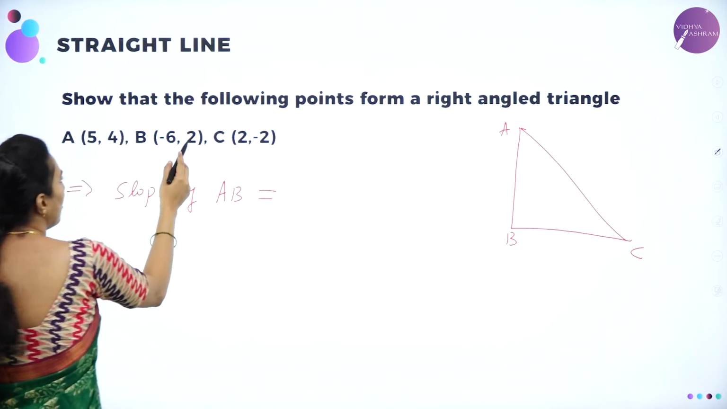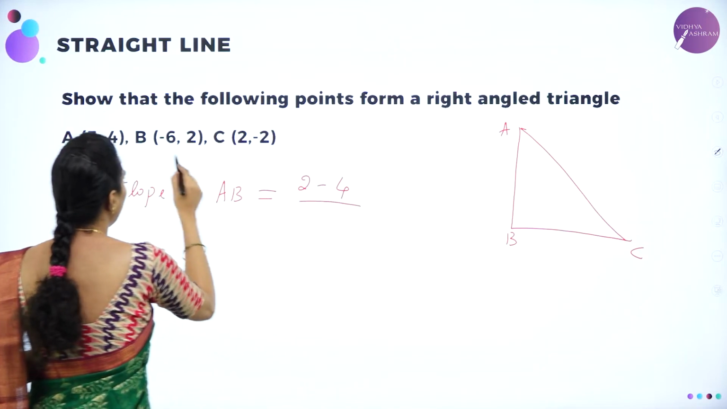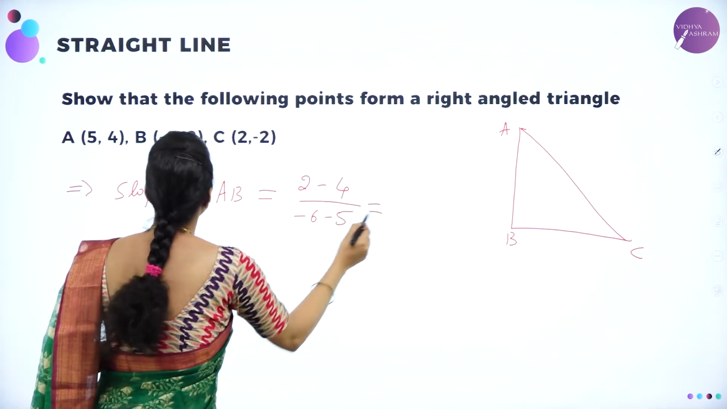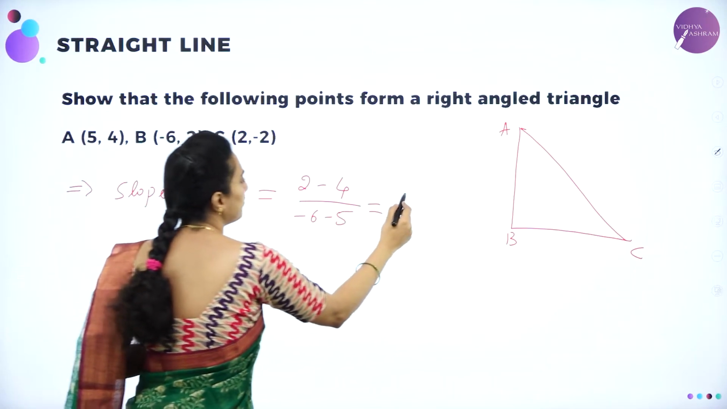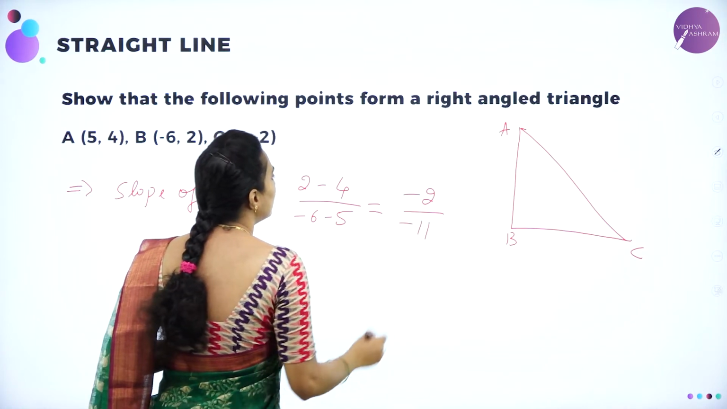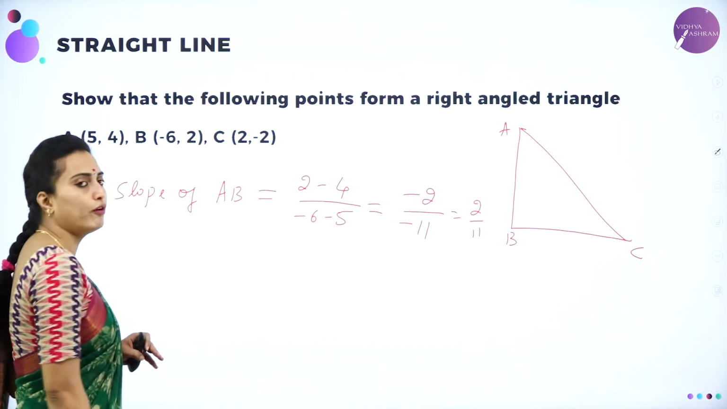Slope of AB is (y2 minus y1) divided by (x2 minus x1), that is 2 minus 4 divided by -6 minus 5. Which implies 2 minus 4 is -2, divided by -6 minus 5 is -11. So the slope of AB is 2 by 11.